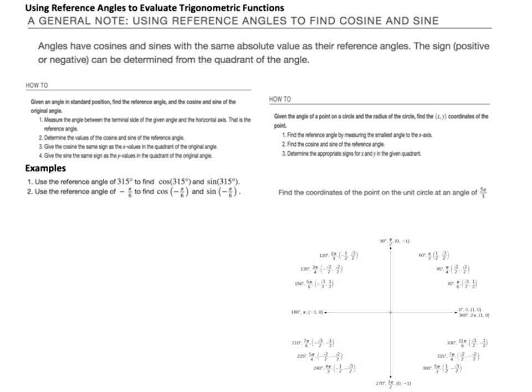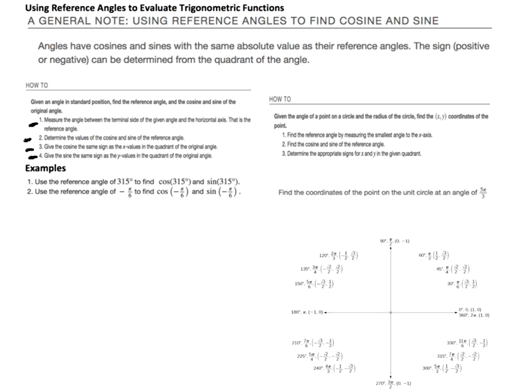Using reference angles to find cosine and sine. So, how do we do this? We measure the angle between the terminal side of the given angle and the horizontal axis. That is the reference angle. We determine the values of the cosine and sine of the reference angle. Give the cosine the same sign as the x value in the quadrant of the original angle, and give the sine the same sign as the y value in the quadrant of the original angle.